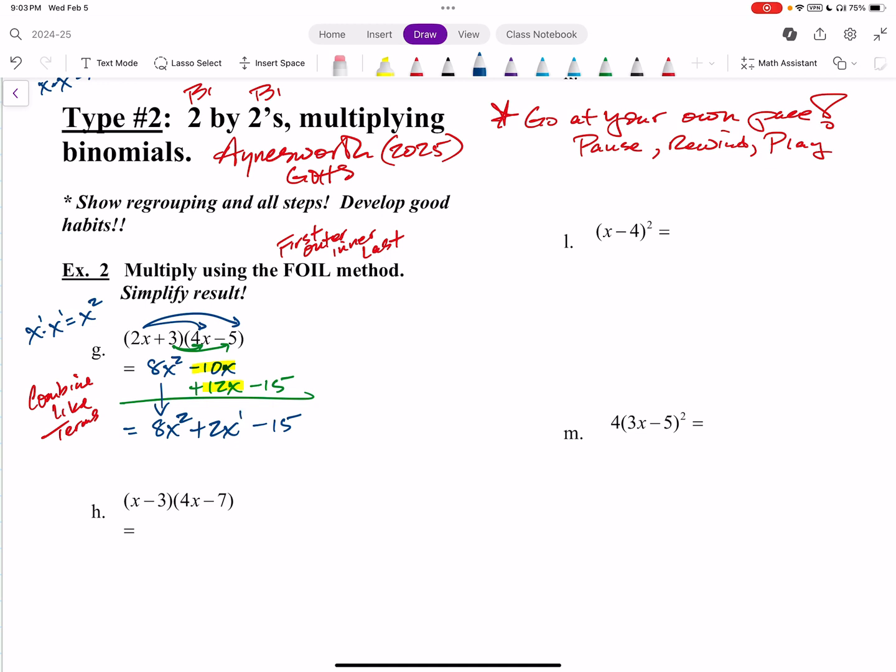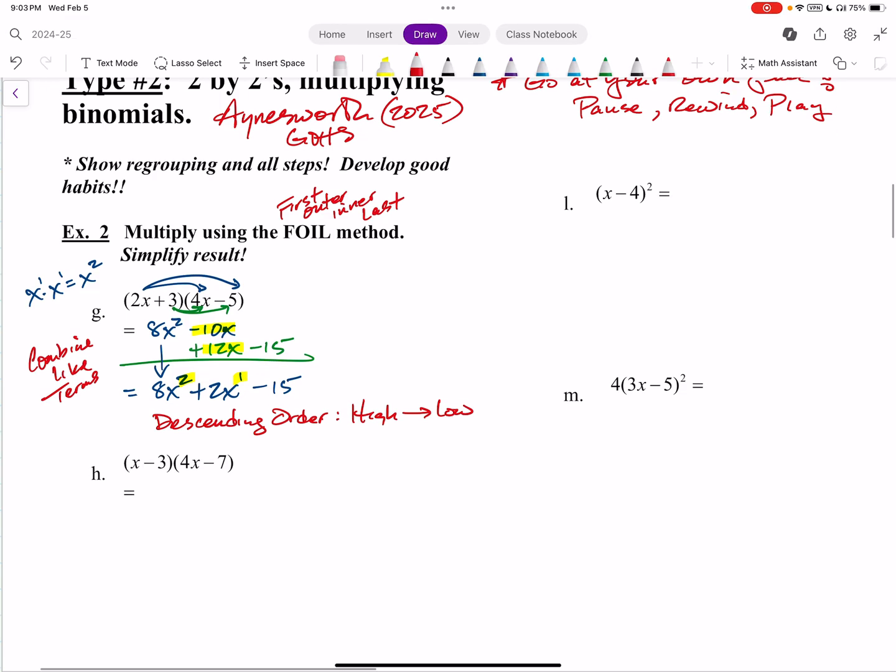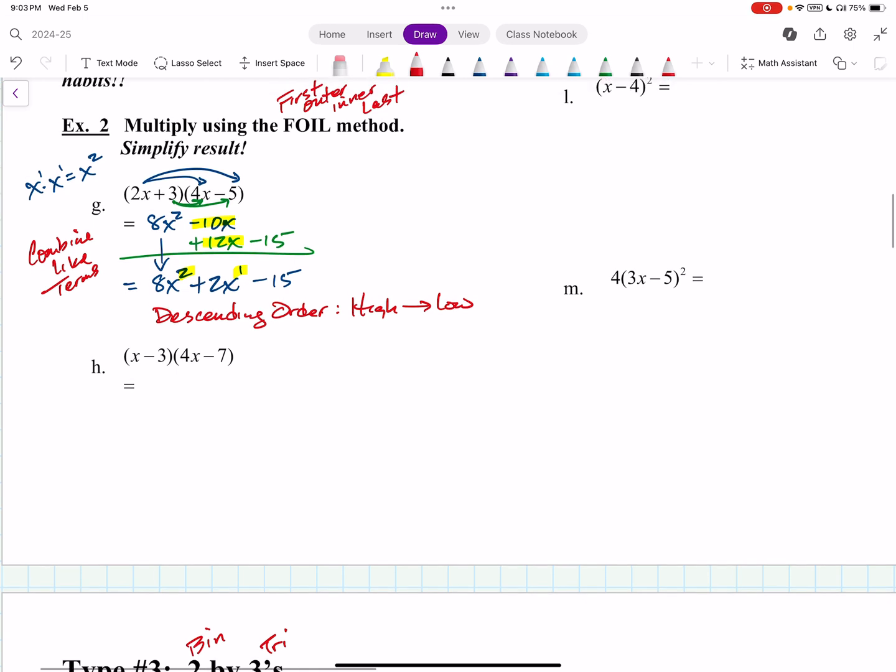Again, this is in descending order. I talked about that in my previous lesson. This is second degree, first degree, and the degree of a constant is 0. Descending order, what does that mean? It means high to low, high exponent to low exponent. Second degree, first degree. I'm talking about the degrees of the powers. So if you're wondering, when I say power, I'm talking about the exponents.